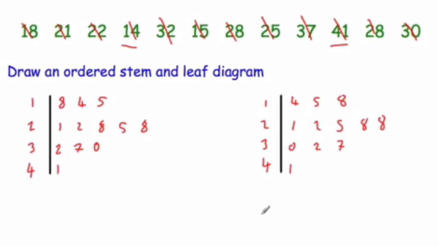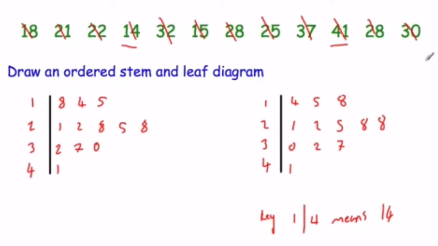Now we just need a key. So we're going to write a key, and a key just tells the person who's looking at it how to read it. We know already that this is 14, 15, 18, 21, 22, 25, 28, 28, 30, 32, 37 and 41 because we've obviously drawn the stem and leaf diagram. But somebody who's looking at this might not necessarily know that our stem was representing the tens, so we need to tell them that. So I tend to pick the first number, which is 14, and I write 1 and then the line and then 4 means 14. So then they know, okay, 1 line 4 means 14, so then they can figure out, well, that's going to be 15, that's going to be 18 and so on. So that is our ordered stem and leaf diagram.